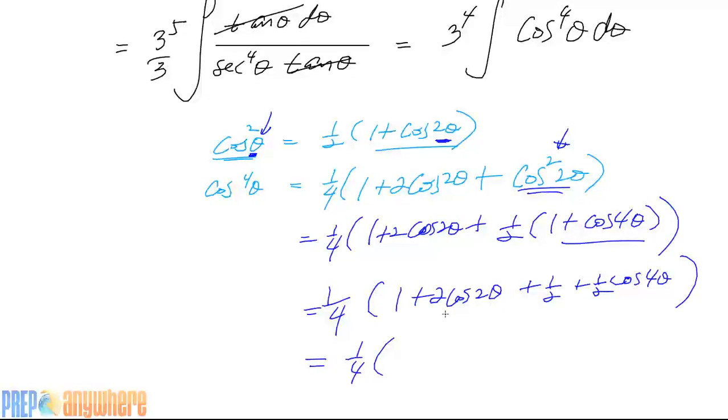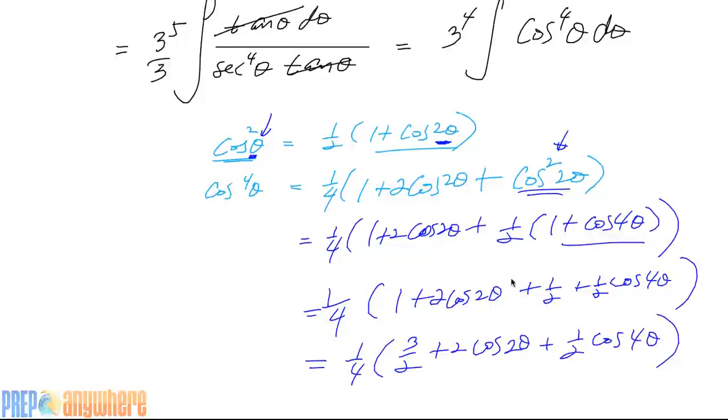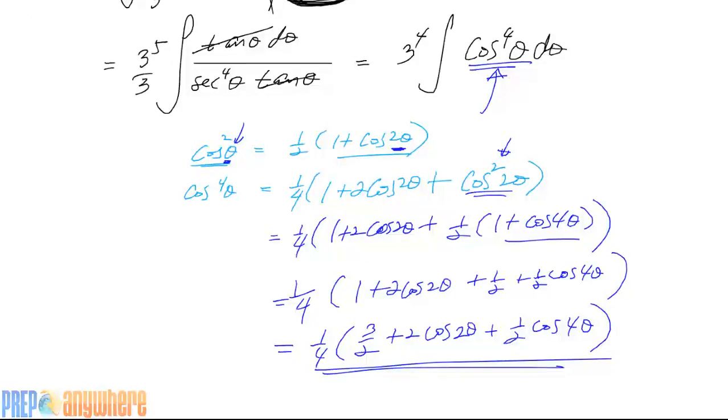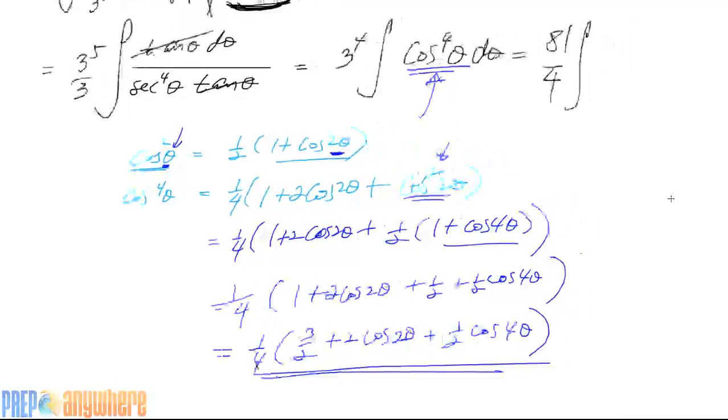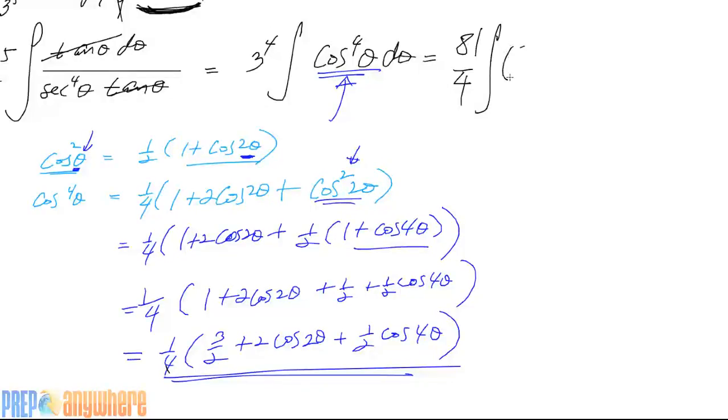So 1 over 4, you get 3 over 2 plus 2 cosine of 2 theta plus half of cosine of 4 theta. I'm going to take that and replace with this. All right, let me zoom out. So we have 3 to the power of 4, which is 81, by the way. The 1 over 4 will multiply to give you 81 over 4. Now we're going to put that long thing into the integral. So 3 over 2. All I'm doing is copying and pasting.